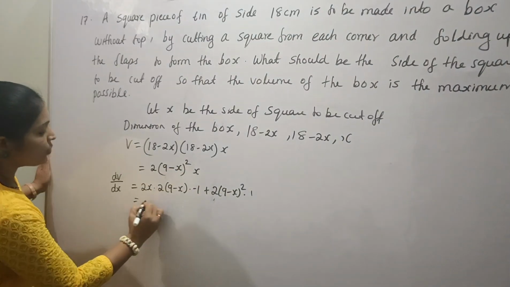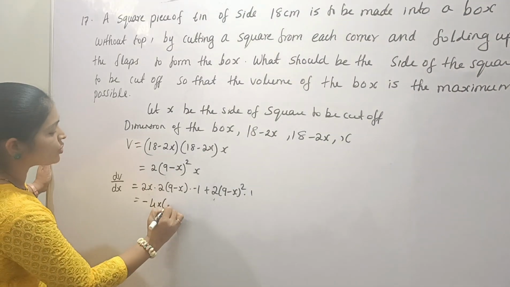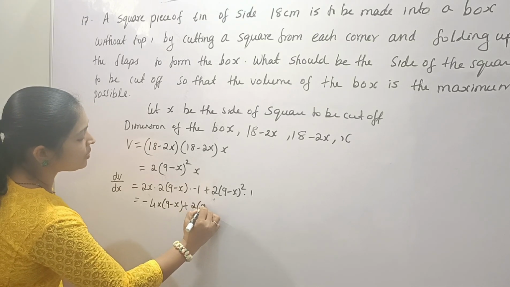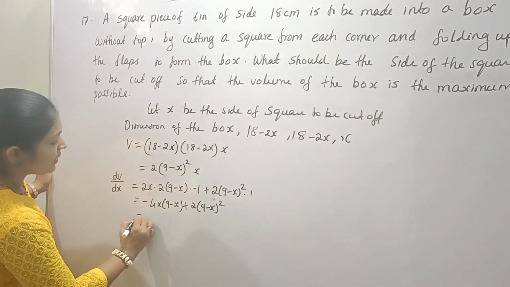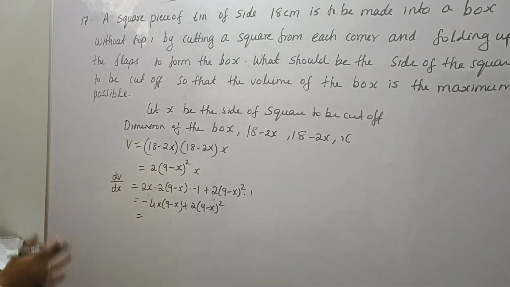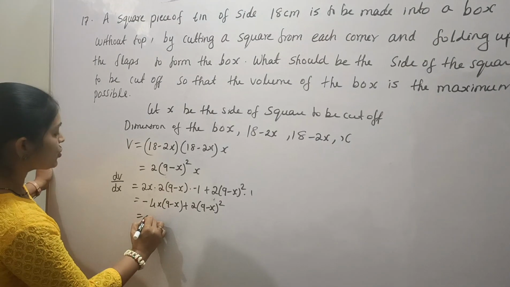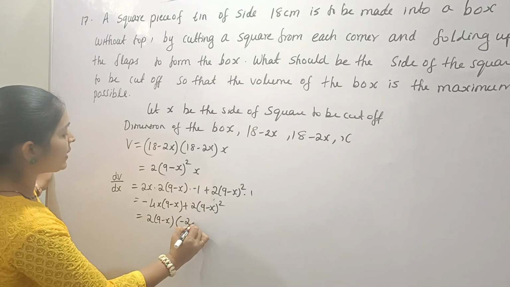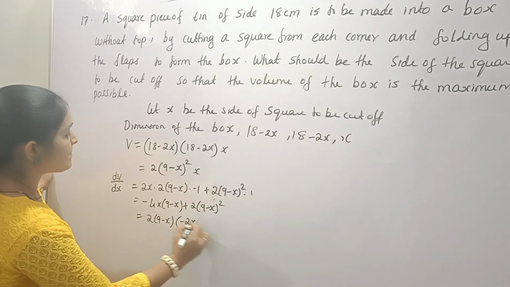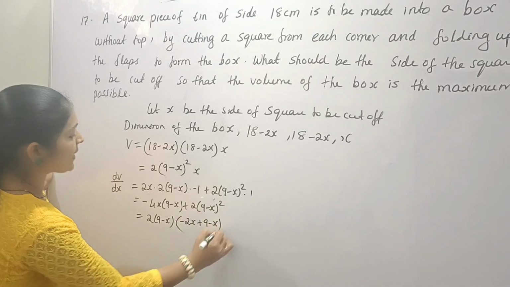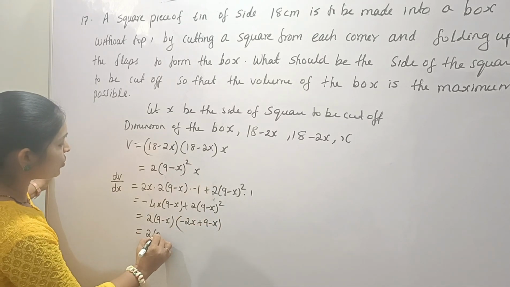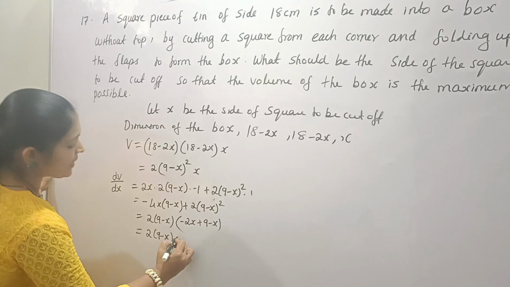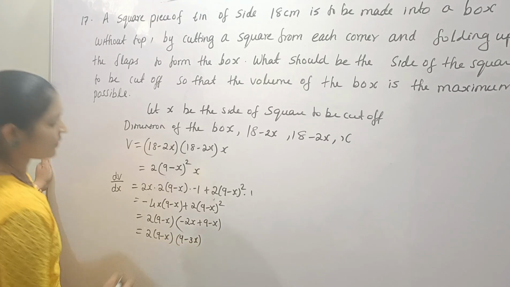Okay, that is equal to minus 4x into (9 minus x) plus 2 into (9 minus x) whole square. Here 9 minus x is common, let's take it out. 2 is also common. So 2 into (9 minus x) into [here minus 2x plus 9 minus x]. That is 2 into (9 minus x) into [minus 2x minus 3x plus 9], so 9 minus 3x. Okay.